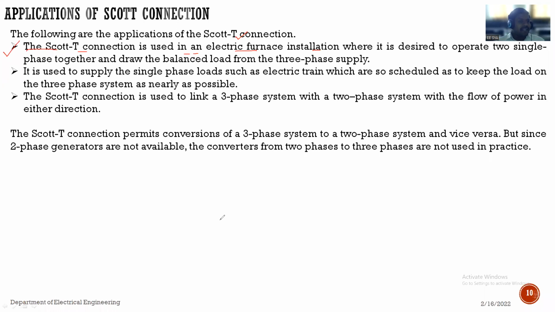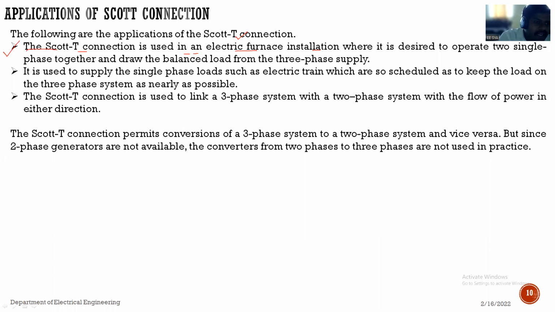So to avoid that condition, instead of connecting that non-linear load directly to the three-phase line, if we use a Scott connection, it is useful for balancing; the load should be balanced, or balanced current should be drawn from the supply. Balanced current is drawn from the supply. This is the first application.